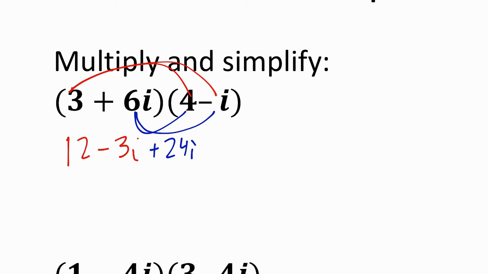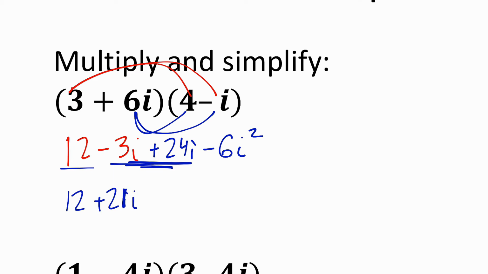This is going back to something we talked about a little bit ago, where I want you to treat i like a variable for the most part. So 6i times negative i gives us negative 6i squared. Now going through and combining like terms, well, 12 has nothing like it yet. We'll come back to that in a second. We got the negative 3i plus 24i gives us plus 21i.